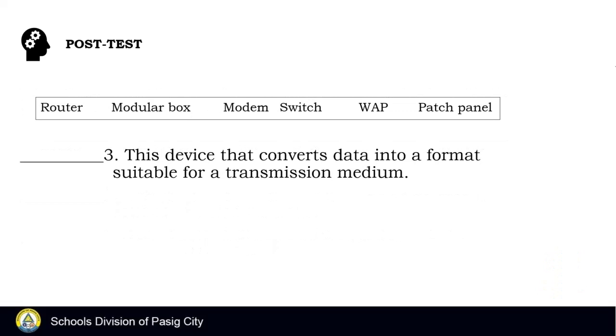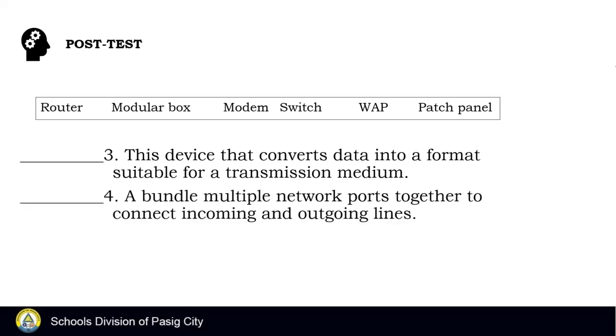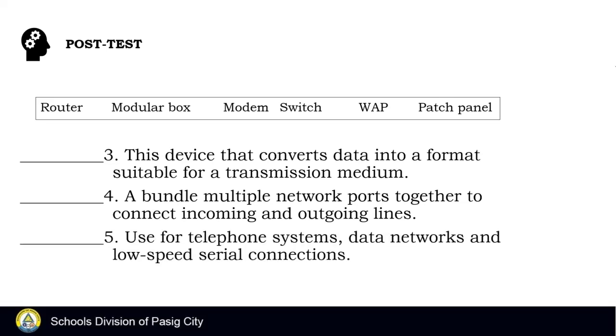Number three, this device converts data into a format suitable for a transmission medium. Number four, a bundle of multiple network ports together to connect incoming and outgoing lines. Number five, used for telephone system, data networks, and low-speed serial connection.